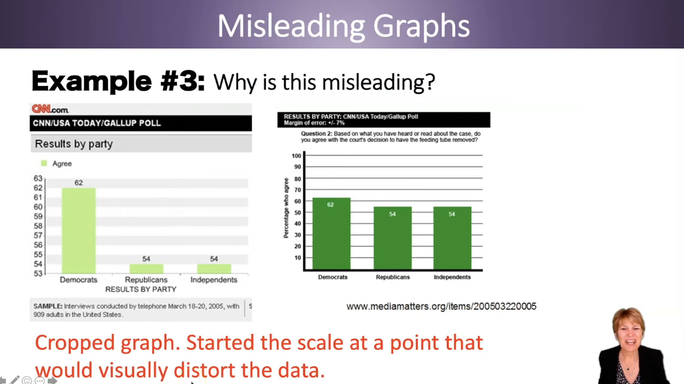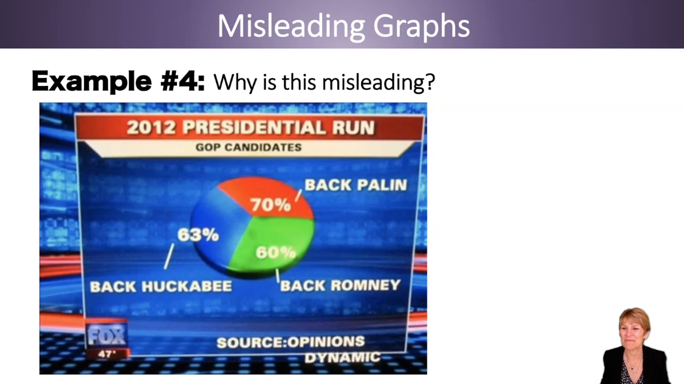Well, if we take a look at the exact same graph starting at 0 instead of 53, this appears like there's a huge difference between Democrats and Republicans and Independents. Where if we look here at the full graph, we see it's a much smaller difference than they're making it appear. So are they trying to influence us by that graph? You need to be asking yourself these questions. Are they trying to sway my opinion one way or another?